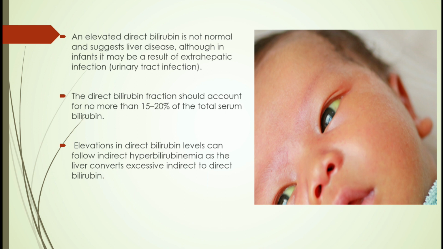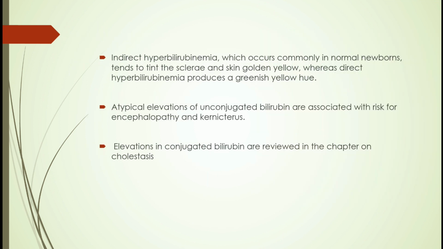The direct bilirubin fraction should account for no more than 15 to 20% of the total serum bilirubin, right? Elevations in direct bilirubin levels can follow indirect hyperbilirubinemia as the liver converts excessive indirect to direct bilirubin. Let me tell you one thing, jaundice is a very detailed topic and we will discuss it later when we discuss the pathological events of the digestive tract, in terms of pathophysiology, causes, management, prognosis and outcome, right? So right now we are just discussing normal physiological jaundice.